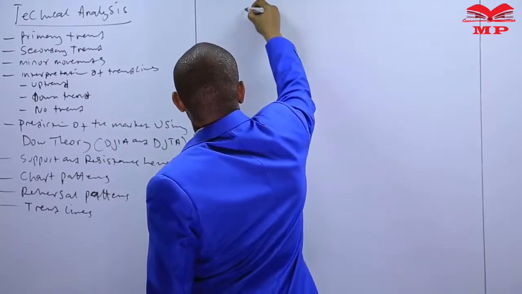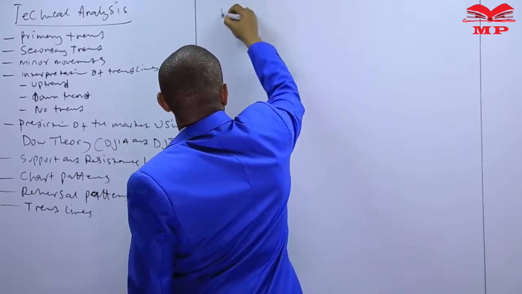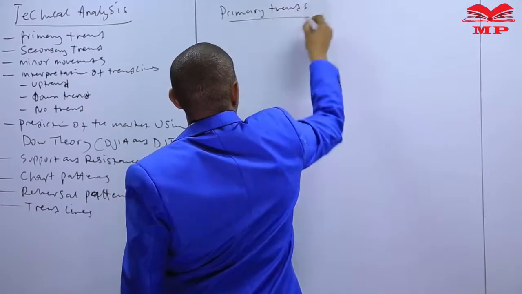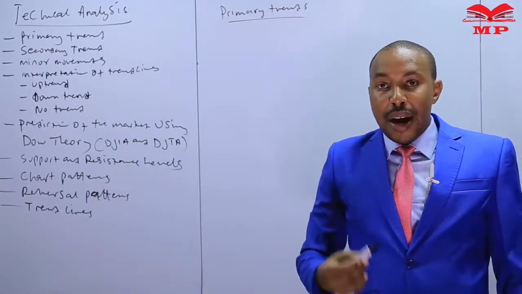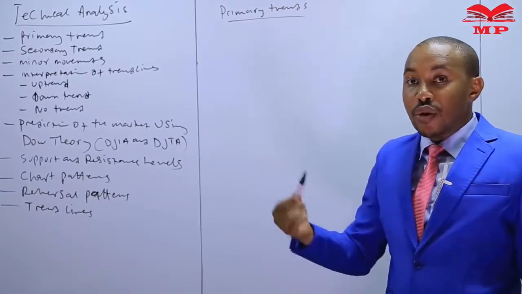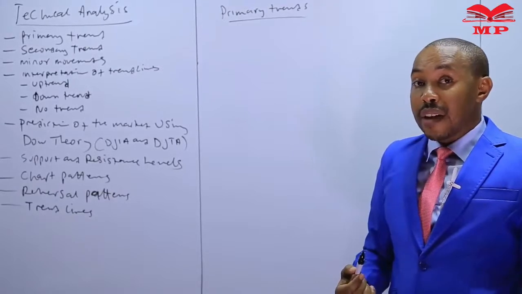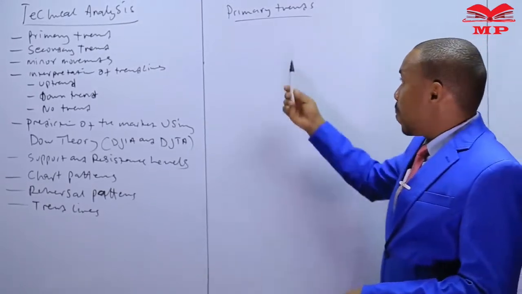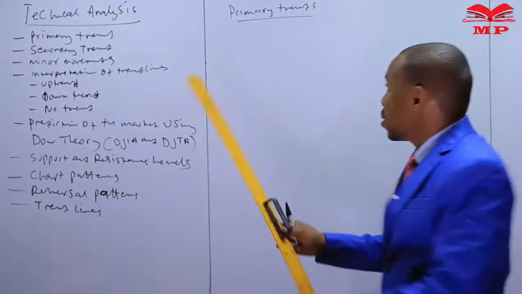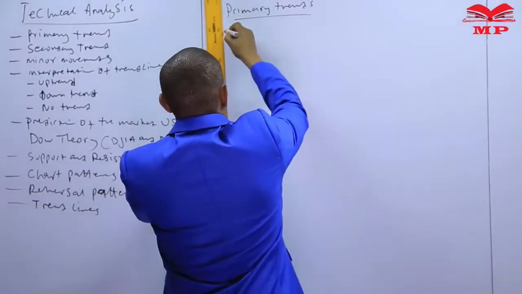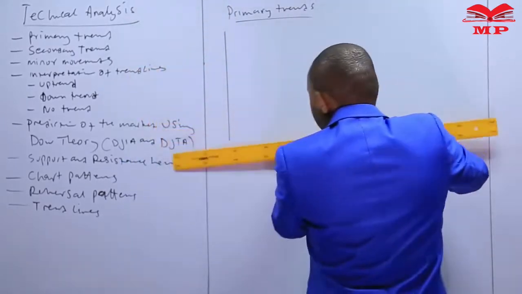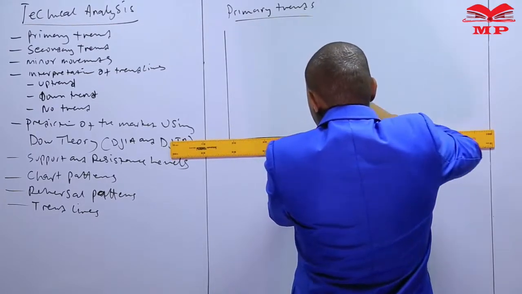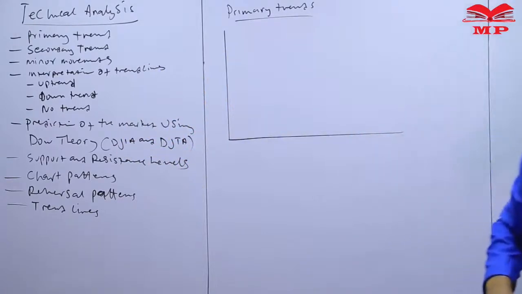We start off by looking at the primary trends. As explained in lesson 1, the Dow theory is governed by 3 trends: the primary trend, the secondary trend, and the minor movements. I will demonstrate the primary trend as follows. We will draw how the primary trend looks and superimpose the primary trend, secondary trend, and the minor movements on one graph.